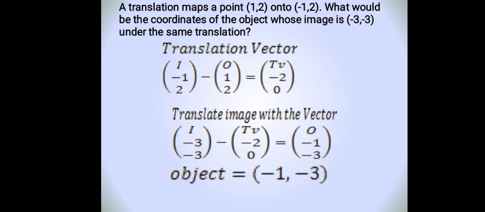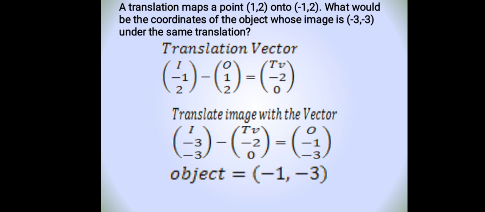Here we shall subtract the object's vector from the image vector to get the translation vector. Now you can see I've subtracted: the image vector (-1, 2) minus the object (1, 2). We get the translation vector as (-2, 0).